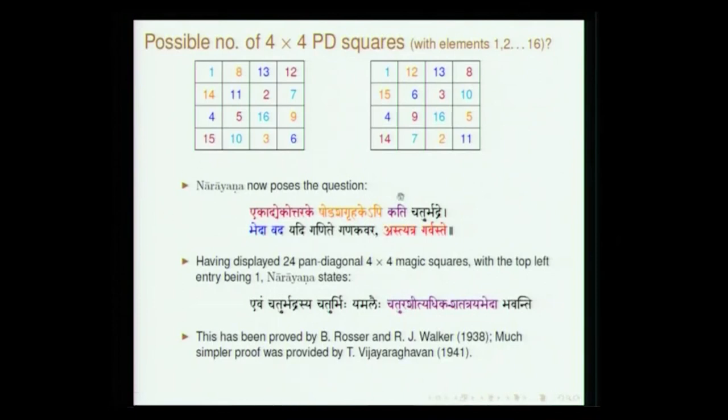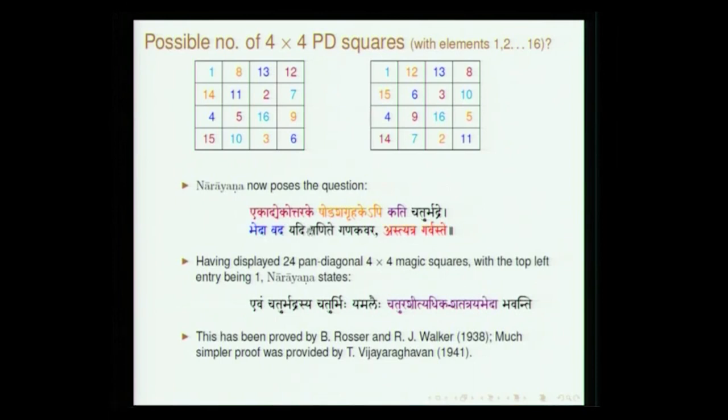In fact, the verse which actually poses this question is as follows. Ekad ekottarake shodasha grihakepi kati chaturbhadre bheda vada. Vada means may you tell me. So, kati bhedaha, how many possibilities are there?